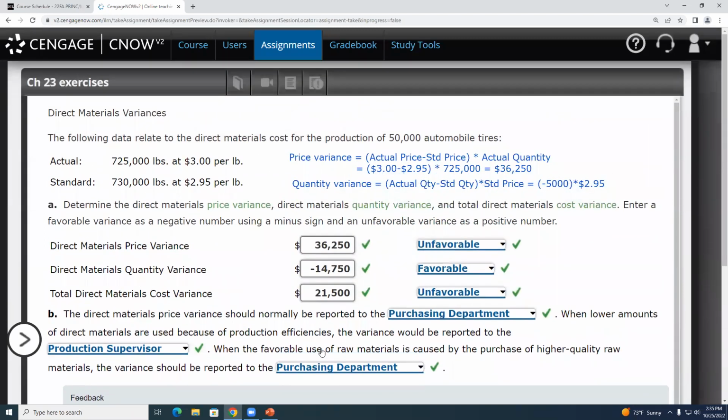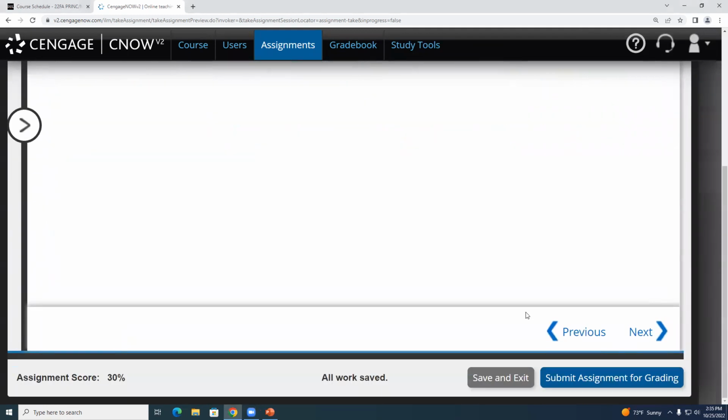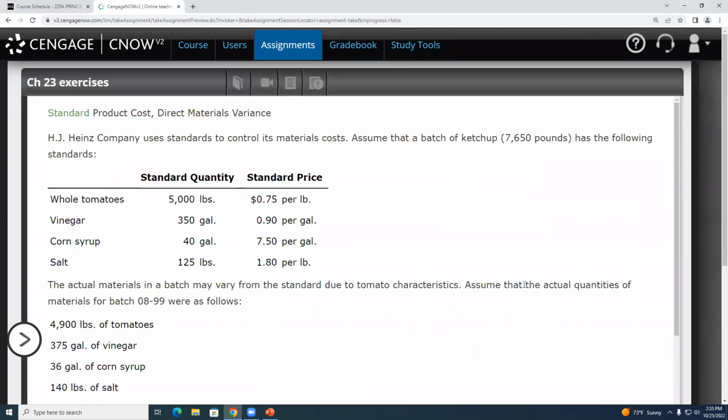Okay, any question? So at this point, you should be comfortable with knowing how the price standards are set and calculating direct materials variances. Questions on that so far? Let's move ahead then to our next exercise. And our next exercise is also calculating direct materials variances.